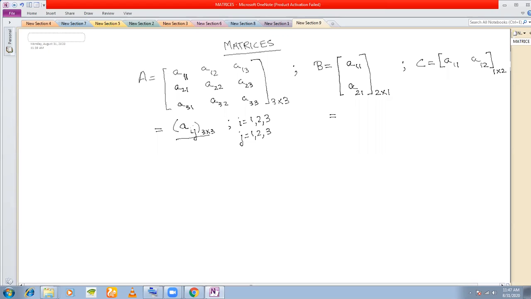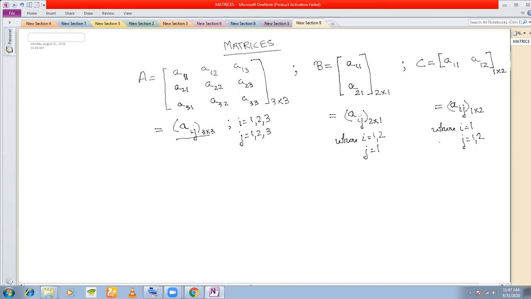Similarly, this matrix, if I want to denote, then I will denote this by Aij 2 by 1, where I is 1 or 2 and J is only 1. Similarly, if I want to denote this matrix, I will denote this by Aij 1 by 2, where I is 1 and J is 1, 2. This is how we denote matrix in mathematics.